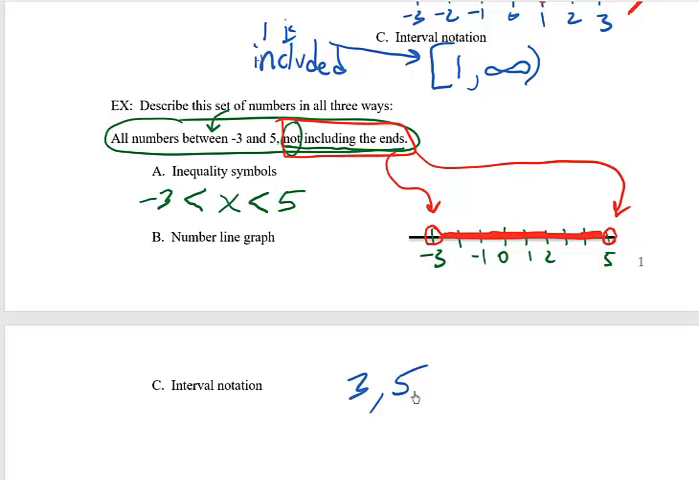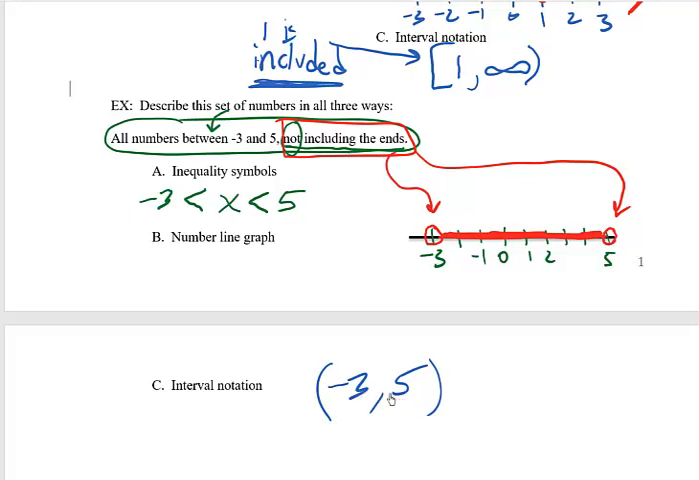Remember, the only time you use a bracket is if you want that end to be included. I don't want those ends to be included, and sorry, this should say -3. I don't want those ends to be included, so I would put a parentheses here and I would put a parentheses here. This would be the interval notation.